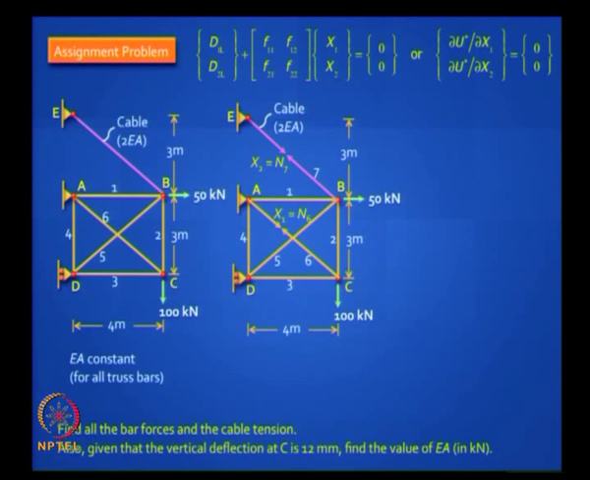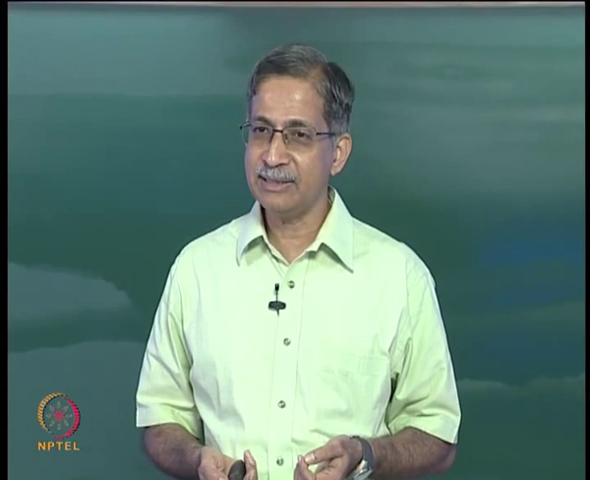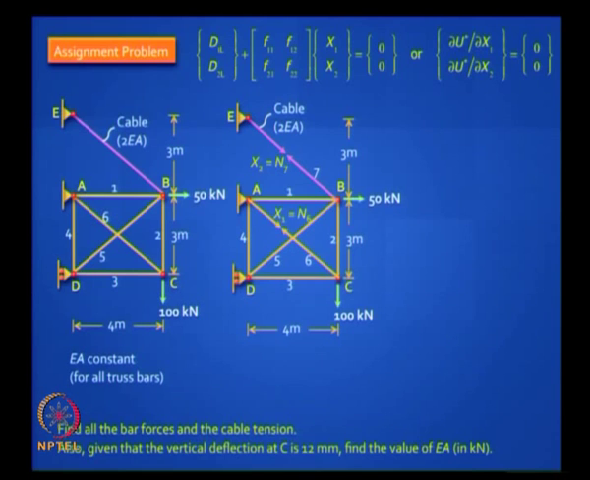How will you find the vertical deflection at C? You give a unit force at C in the same system, a unit load at C. But then that's statically indeterminate. Does it mean you have to solve that statically indeterminate problem all over again for this condition, or is there an easier way out?